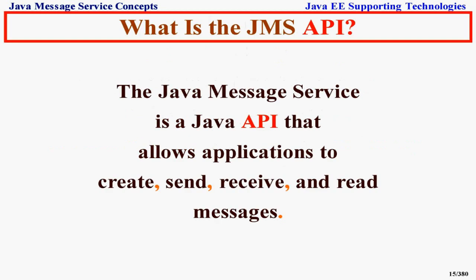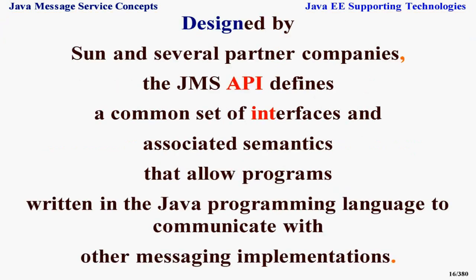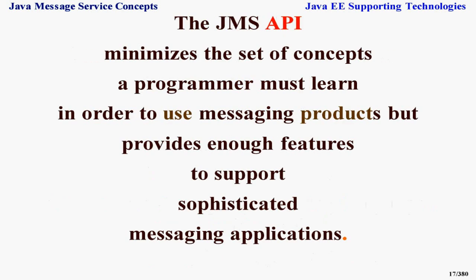What is the JMS API? The Java Message Service is a Java API that allows applications to create, send, receive, and read messages. Designed by Sun and several partner companies, the JMS API defines a common set of interfaces and associated semantics that allow programs written in the Java programming language to communicate with other messaging implementations. The JMS API minimizes the set of concepts a programmer must learn in order to use messaging products, but provides enough features to support sophisticated messaging applications.